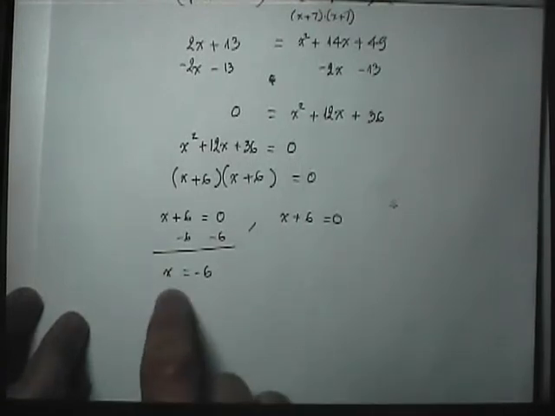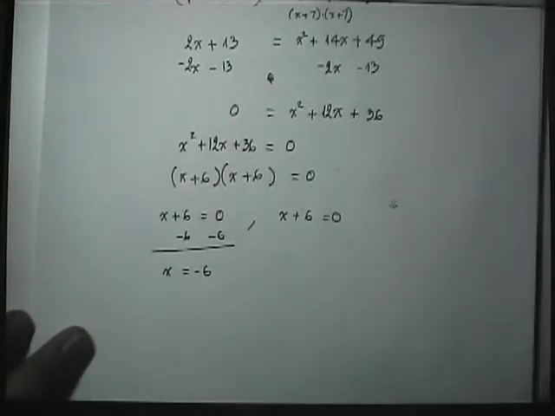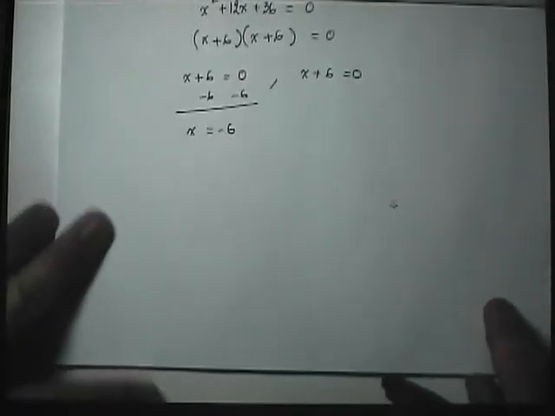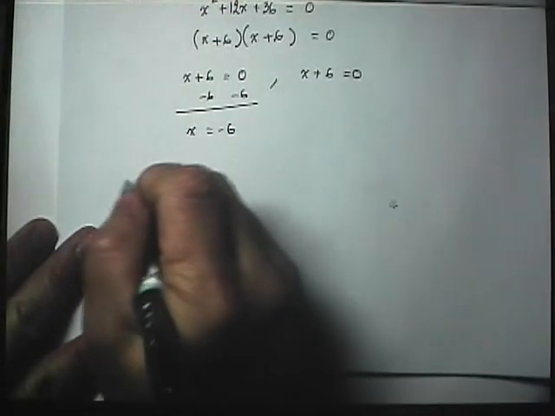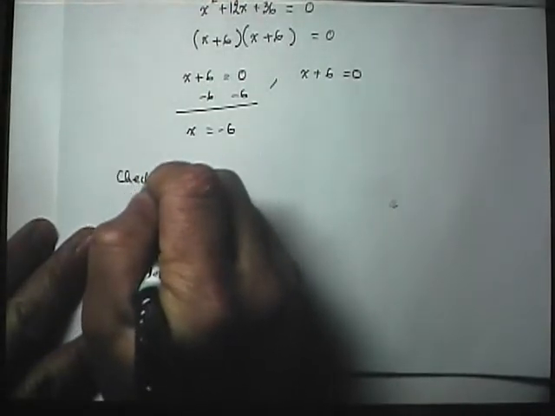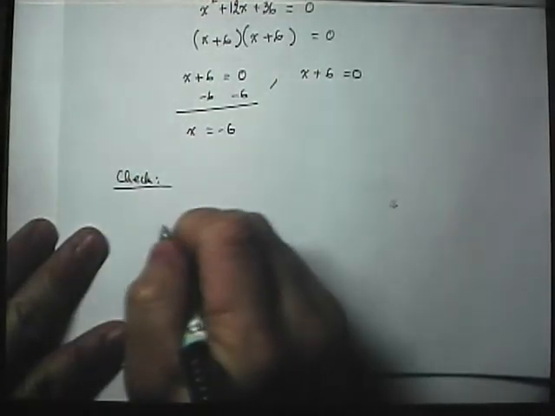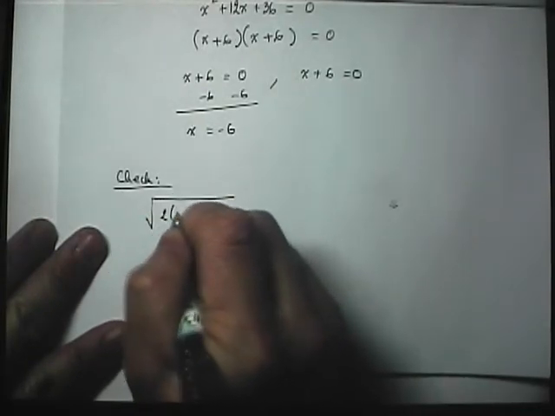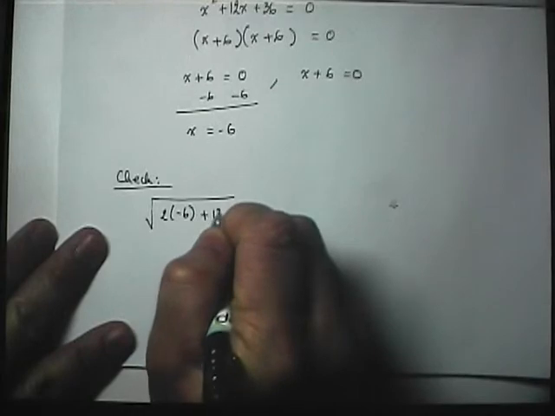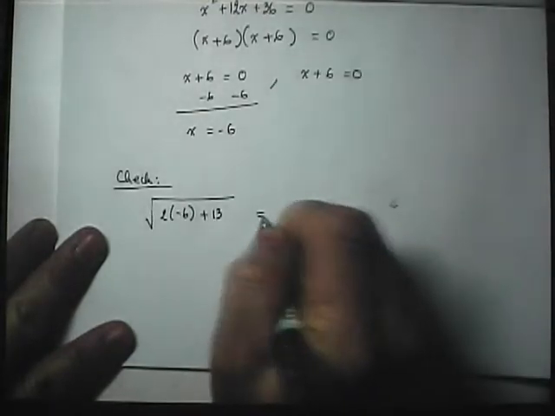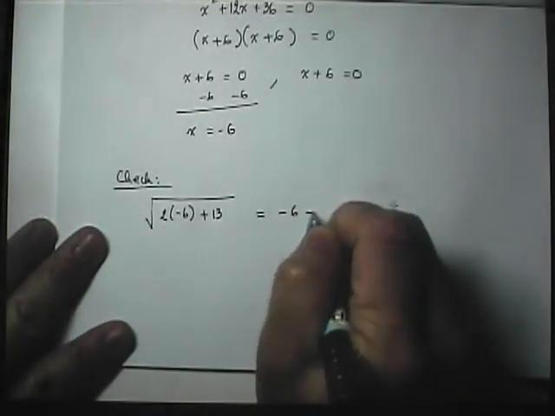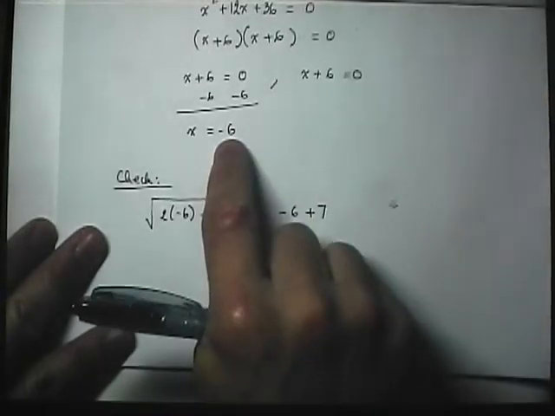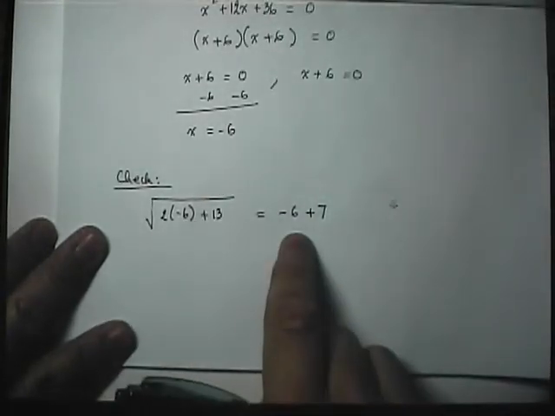So now, I'm not going to rush into circling my answer yet. I need to check my answer to see if it's really the one that's working for this equation. So now to check, my checking step. Left hand side, square root, 2 times negative 6 plus 13. Let's see if it works. And on the other hand side, negative 6 plus 7. I'm just simply plugging negative 6 into the appropriate x places.